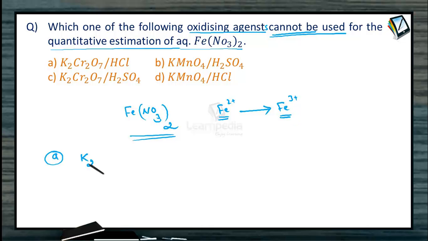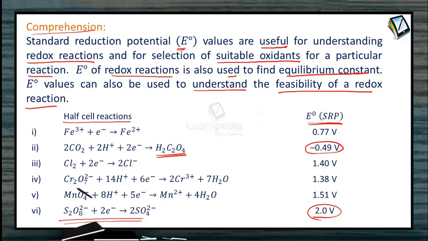A is what? Potassium dichromate in the presence of HCl. So here it is the dichromate ion which is used, and also in the presence of HCl, chloride is involved. So if you go back and check the standard reduction potential values for dichromate and chloride and compare with that of ferrous, what do you find? Here is the dichromate, for which it is 1.38 volts, whereas for chloride we have 1.4. In other words, this dichromate cannot oxidize chloride.